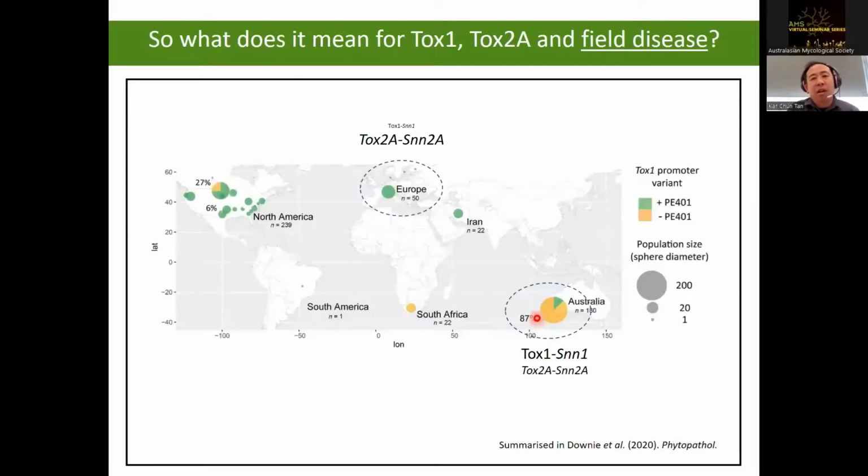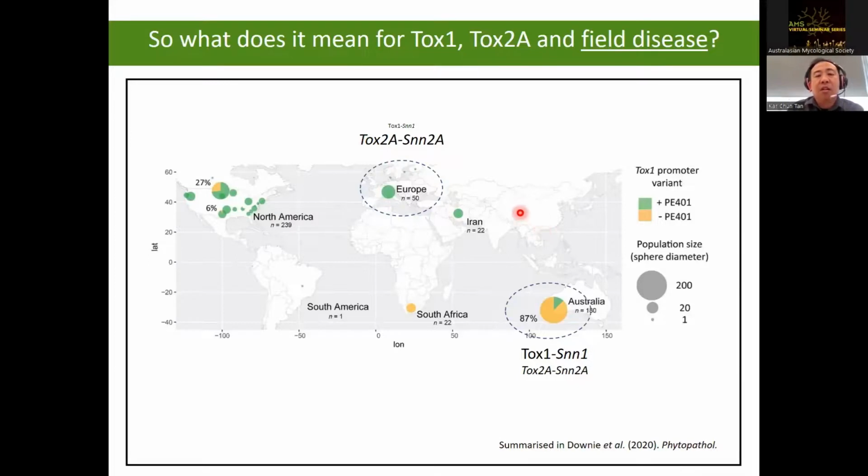Now, going back to this world chart over here, all the work that we've done here somewhat starts to fall in line with what is observed in terms of the population structure, PE41 prevalence, and also work that has been done previously on field diseases. So what does it really mean for TOX1, TOX2A, and field disease? We looked at some of the field studies summarized in this very nice paper by James Cochrane and Rowena Downey.